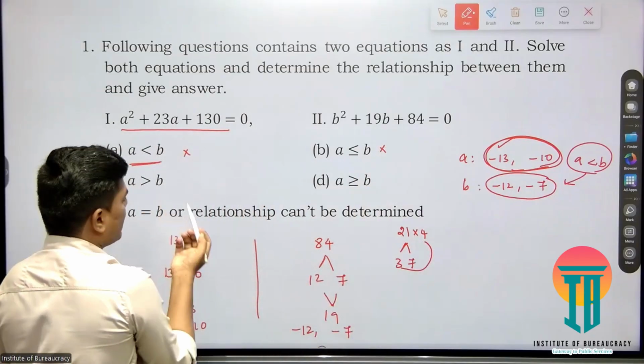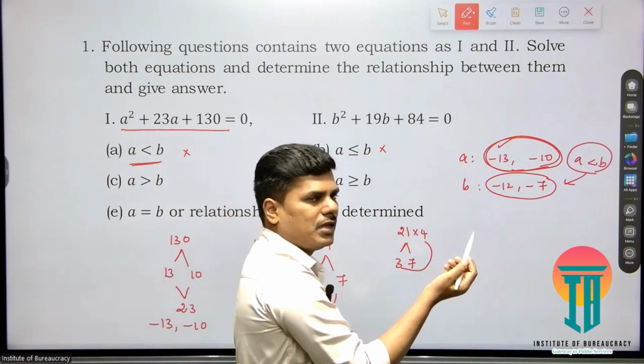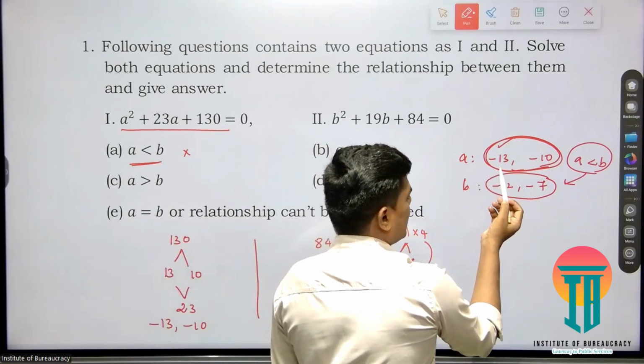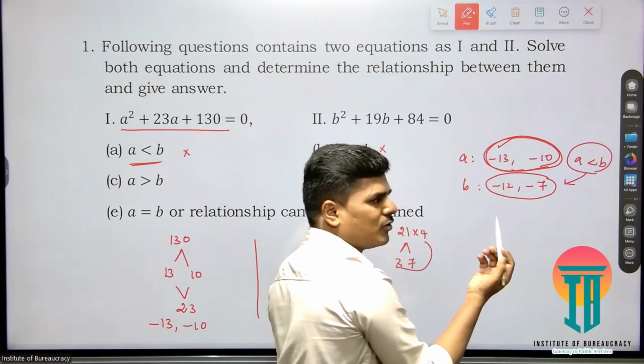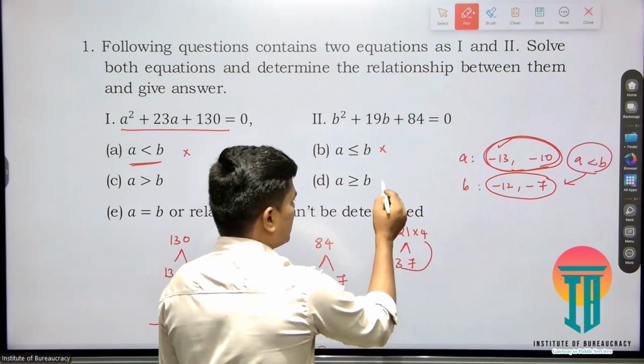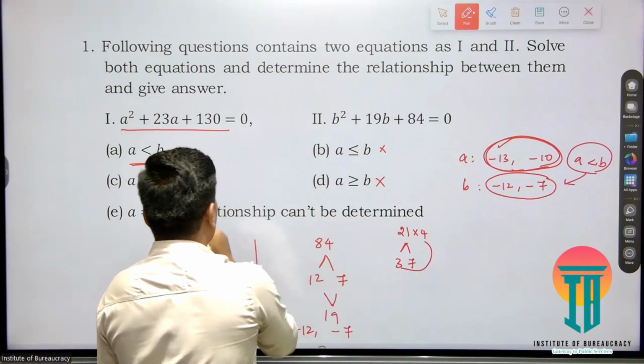Similarly, A greater than B. Is every A greater than B? No. Your minus 13 is less than minus 12, therefore it is not going to be. Similarly, this option is also not going to be. This is not going to work.